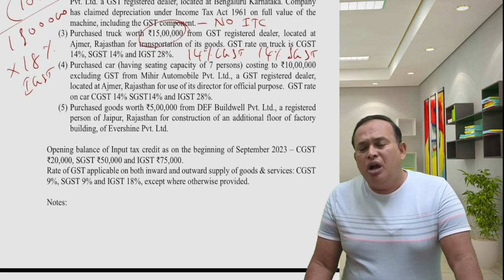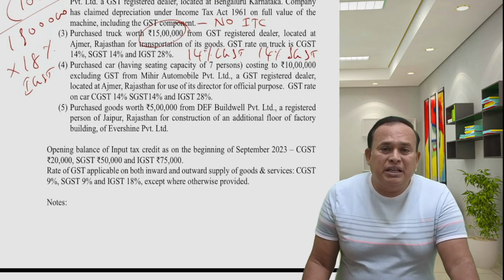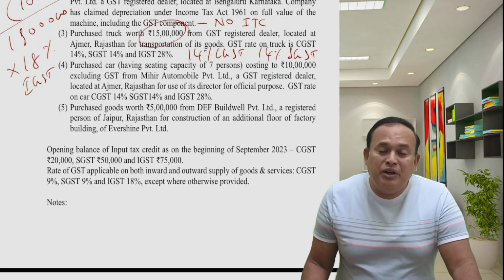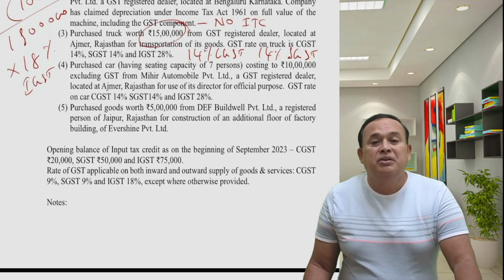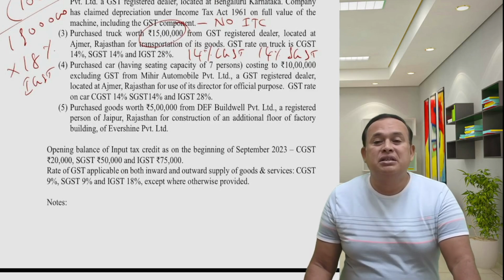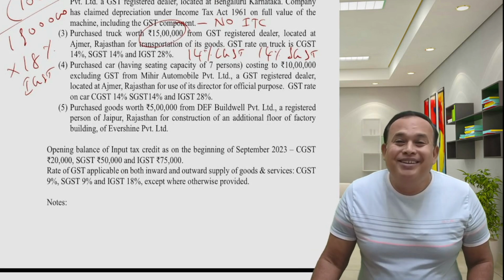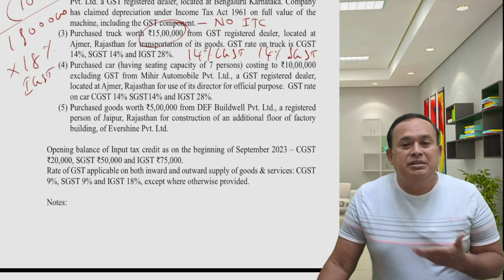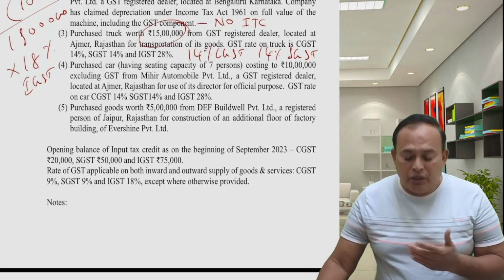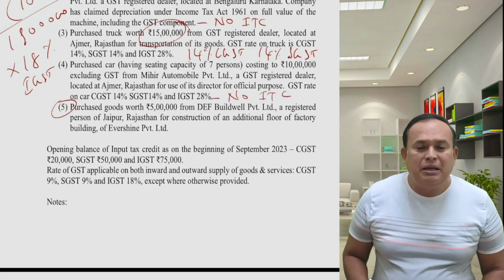My dear friends, how to understand this? Very simple, my dear. If the motor vehicle is meant for transportation of passengers where the seating capacity does not exceed 13 persons, including the driver, it is a blocked credit. Here is a clearly blocked credit. Therefore, ITC is not allowed here also. No ITC.